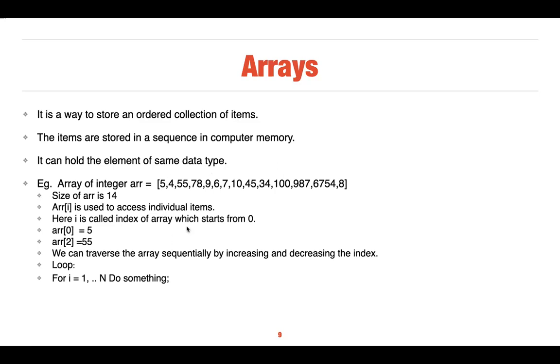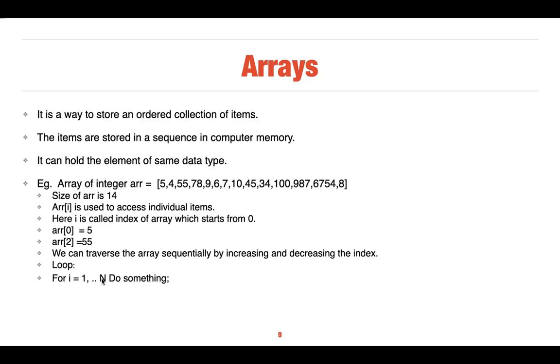As we have talked earlier, we traverse arrays sequentially. We cannot go directly to some element in between. If we have to go to the 7th or 10th element, we have to go sequentially. So what will we do? We will take a loop or iteration, and we will increase or decrease the index. Then we can traverse the array. The syntax of looping depends on the language, but the general syntax is for i equal to 1 to n. So i will be the index, and n can be any value.